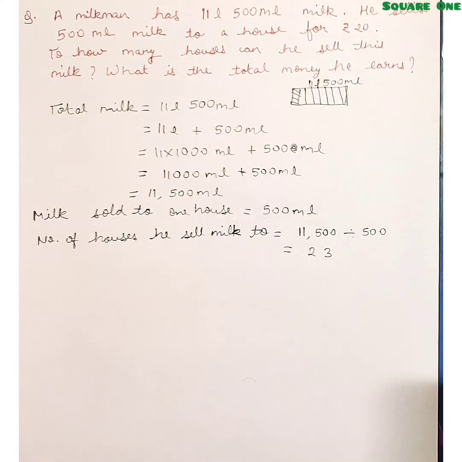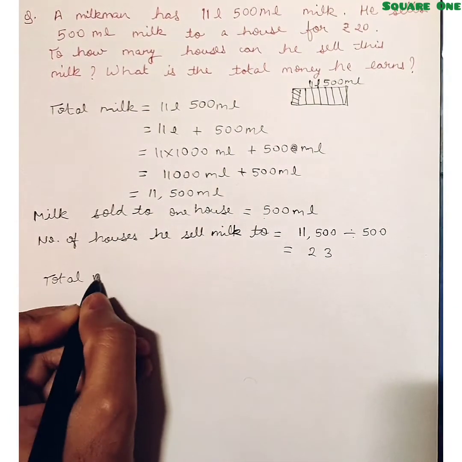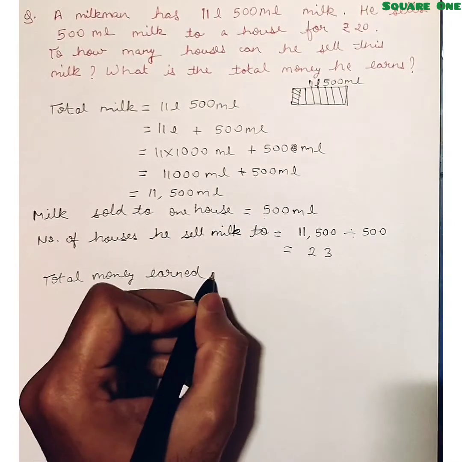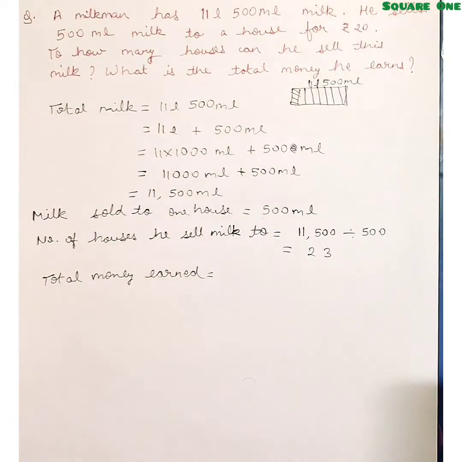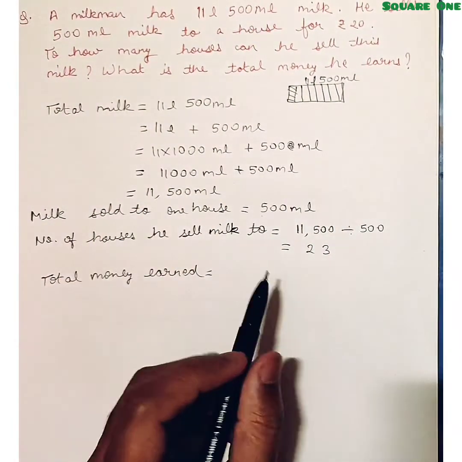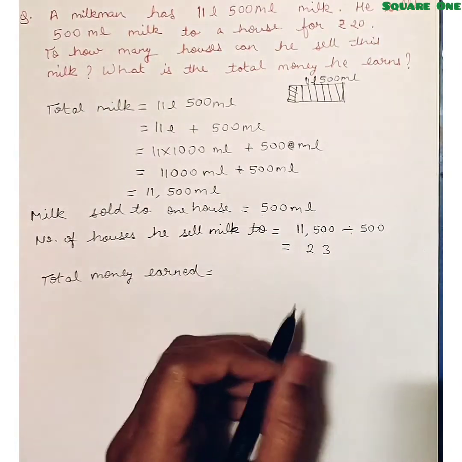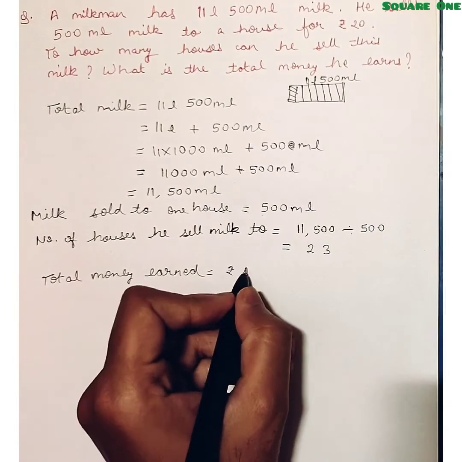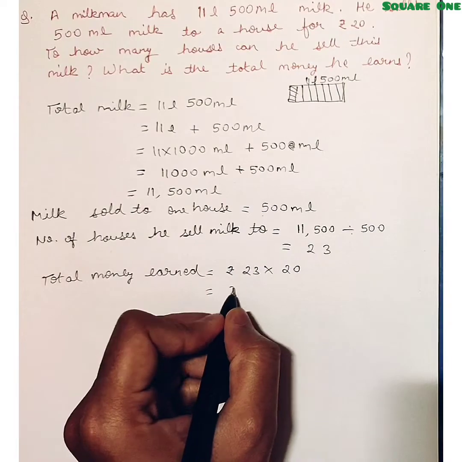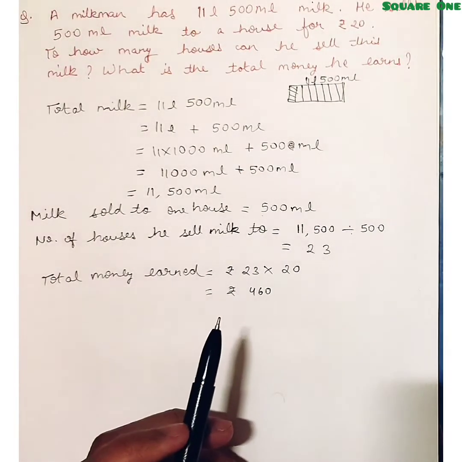Now what is the total money he earns? Total money earned. Since he earns rupees 20 when he sells 500 milliliter milk to one house, if he is selling milk to 23 houses, total money earned will be 23 multiplied by 20, which will be rupees 460. So this is the total money he earned.